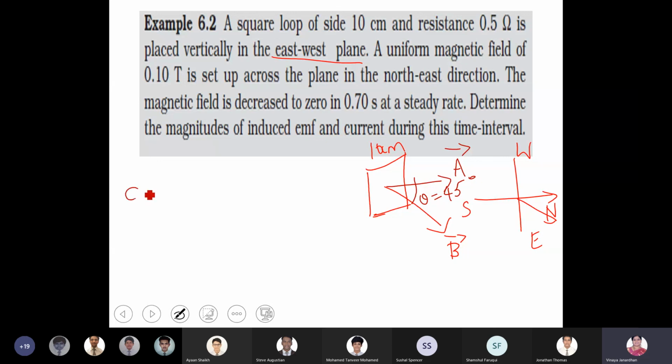Now, what is given? Your magnetic field is changing. It is dB, the change in the magnetic field. It changes from 0.1 Tesla to 0 Tesla in a time of 0.7 seconds.